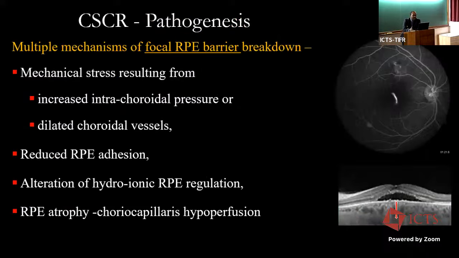Why does this happen? It's because of mechanical stress of the fluid under the RPE, resulting from increased intrachoroidal pressure. So BP, hypertension, stress, all that causes the increased vascular pressure. And there's reduced RPE adhesion, and there's a blowout. There can be an alteration of the hydrodynamic RPE regulation and RPE atrophy, choriocapillaris hypoperfusion. Stress plays an important role.